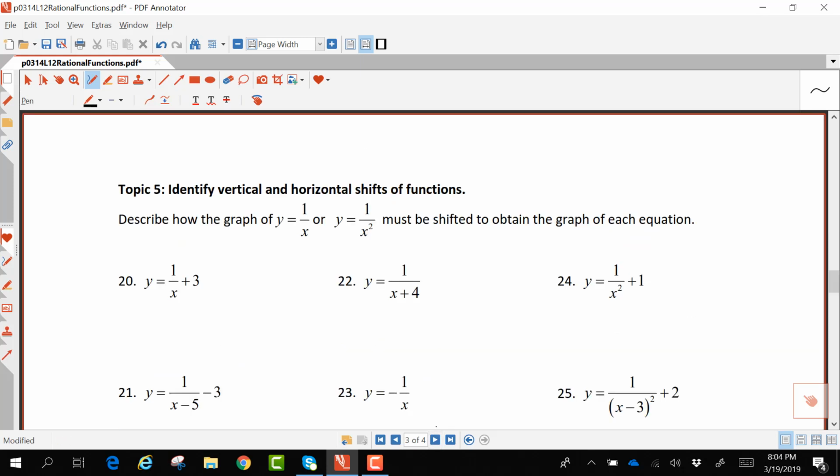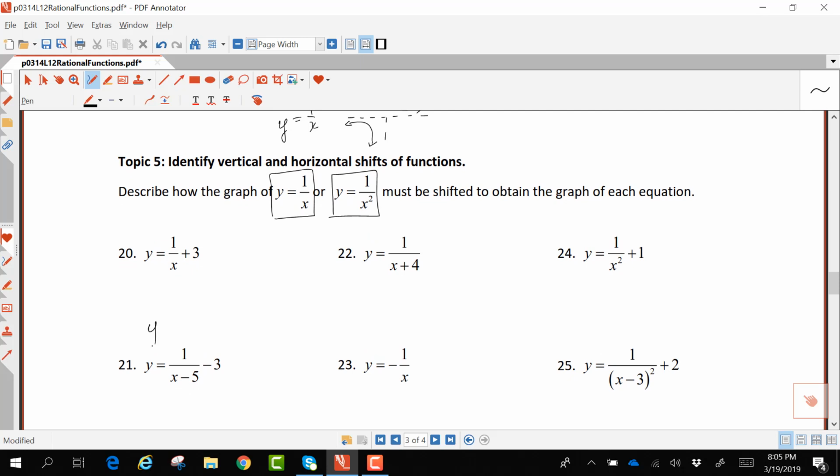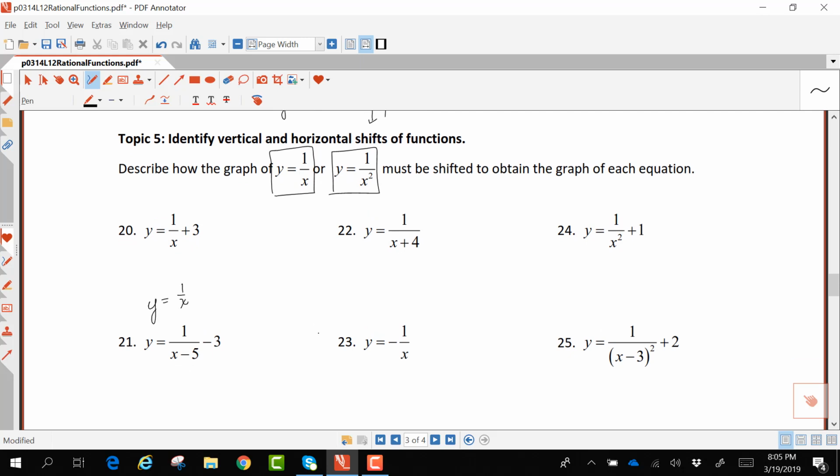Moving to the next page, we now are talking about vertical and horizontal shifts of a function, which are transformations. So they're transforming two graphs, y equaling 1 over x and then y equaling 1 over x squared. Remember, y equaling 1 over x is the graph that has two asymptotes. Looking at number 21, this is a transformation with the parent function being y equaling 1 over x.